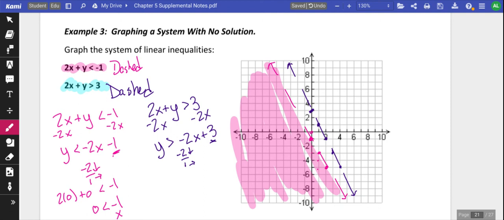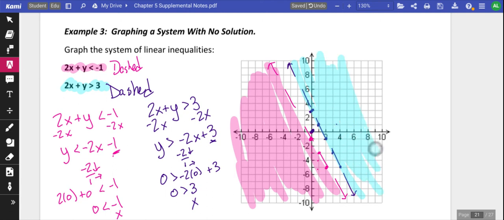All right. So we see that these lines are not intersecting. Well, let's see what happens when we plug in our test point. Let's plug in 0, 0. Are we going to shade this part that has 0, 0 or our other side? Okay. So 0 greater than -2 times 0 plus 3. Okay, so is 0 greater than 3? 0 is not greater than a positive number, so that's not true. I'm going to shade over here on the other side.